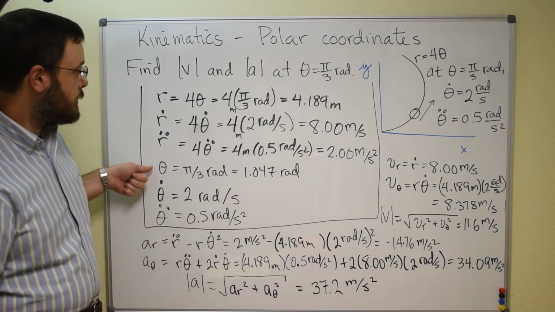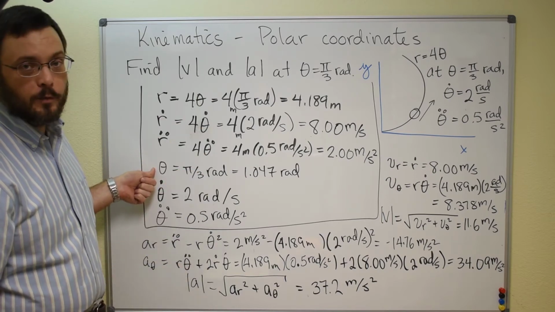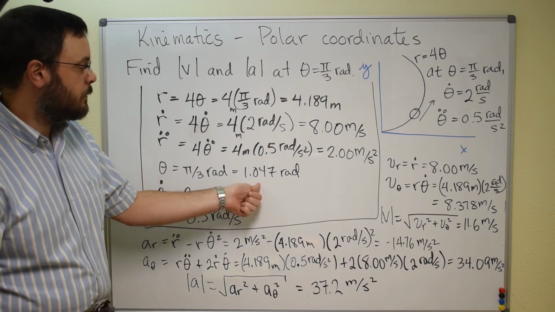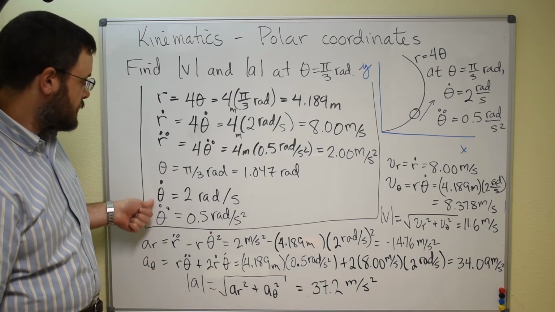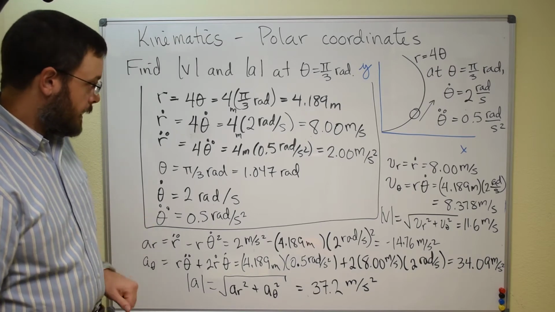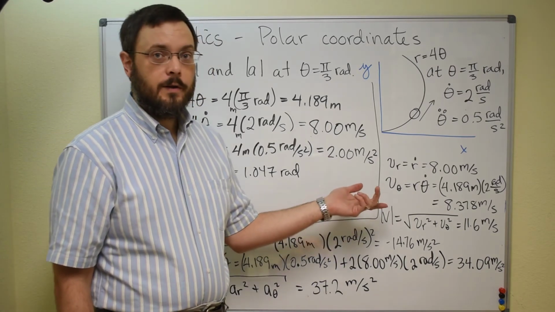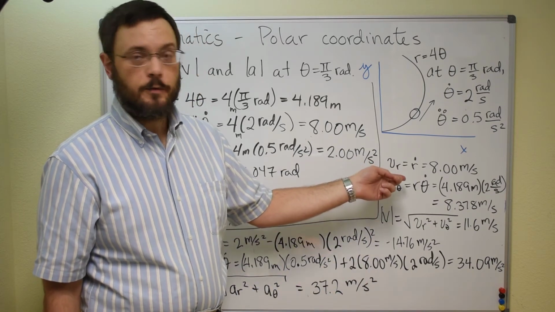And then down here, it's just a matter of writing the values down again. So pi over 3, just plug it in the calculator, get that approximate value. And then our theta dot was 2 radians per second, theta double dot was 0.5 radians per second squared. Then here it's just a matter of plugging them into the formulas. So take a look at the formulas from the notes or from the book.